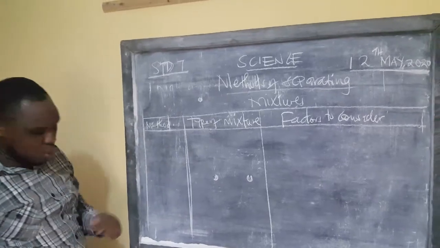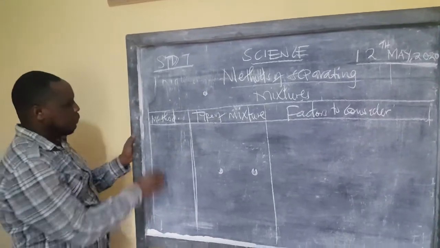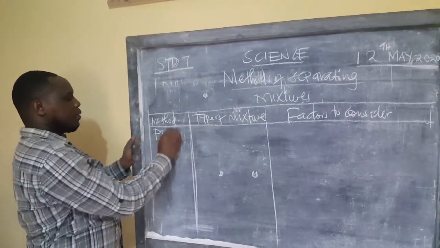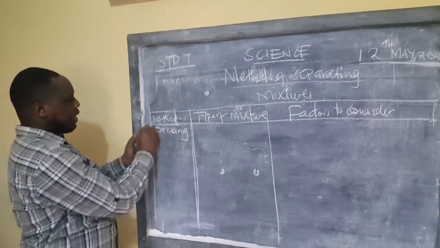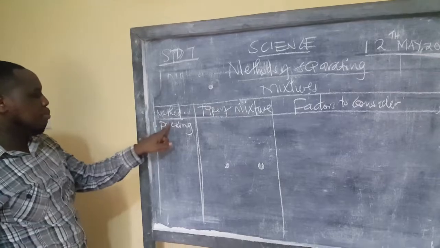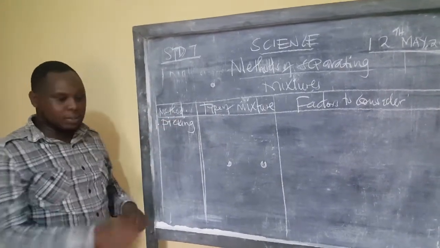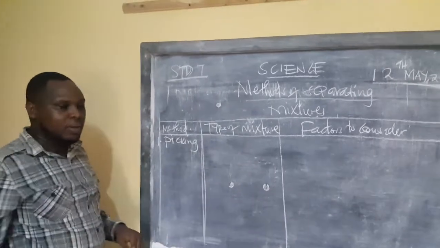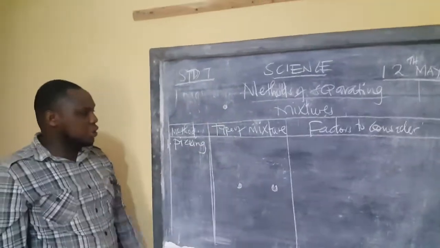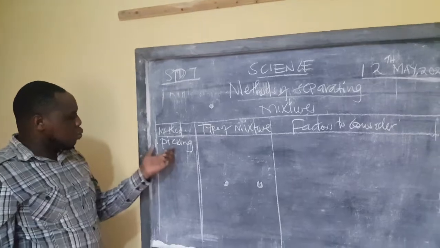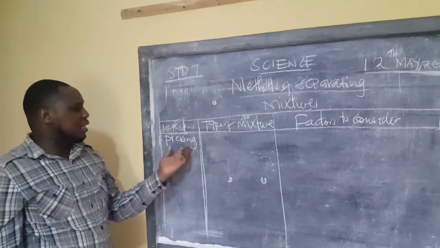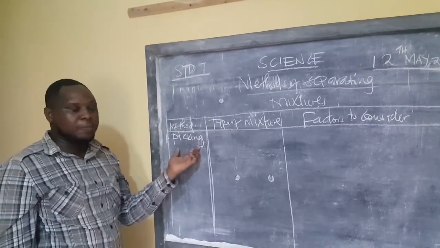So we are going to begin with one, that is picking. Picking as a method. This is one method of separating mixtures. You can decide to pick from somewhere, so that you can be able to separate those mixtures. So which are these types of mixtures that we separate using picking?